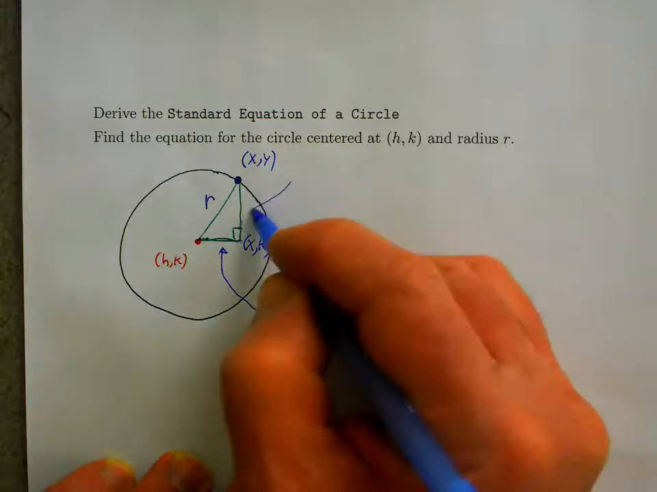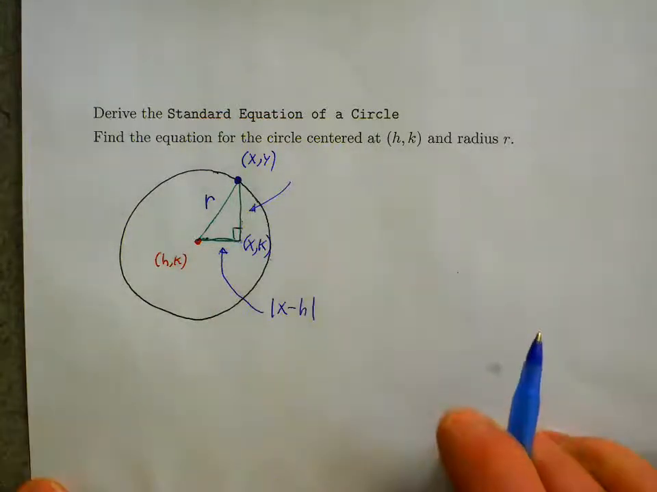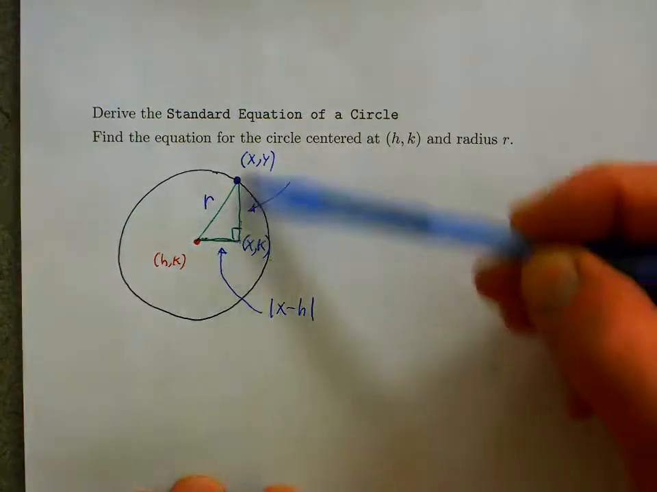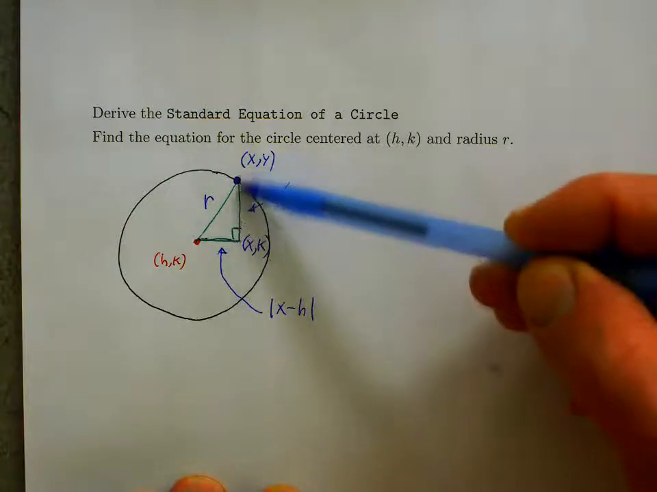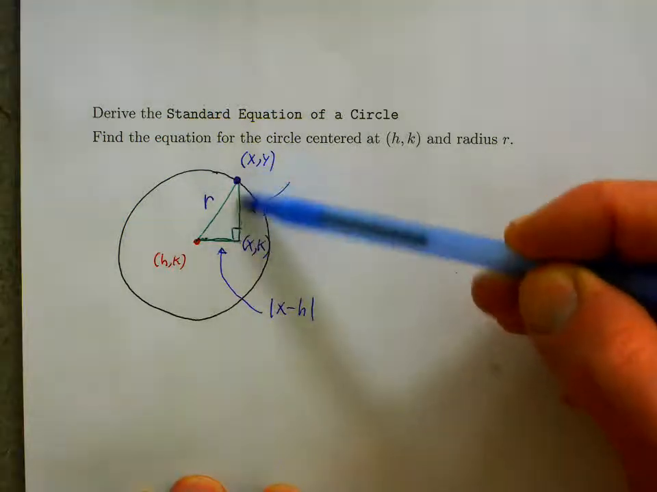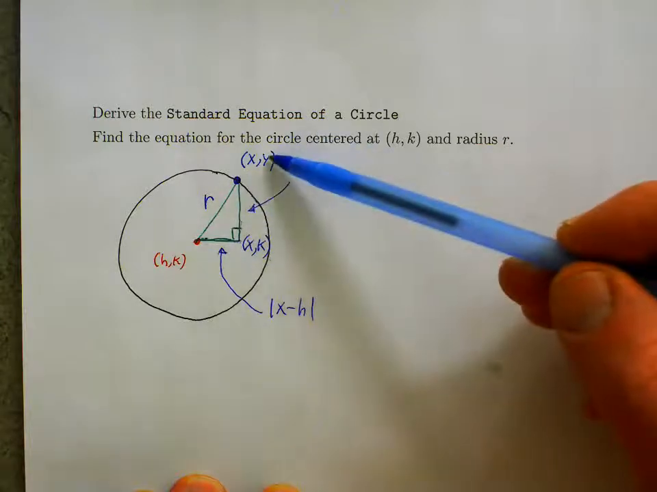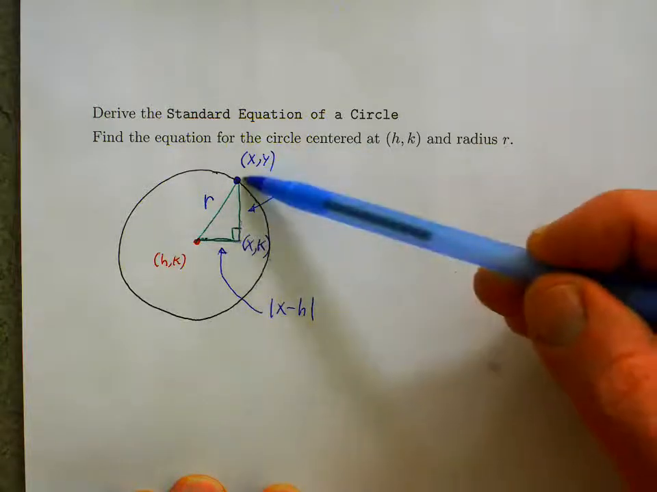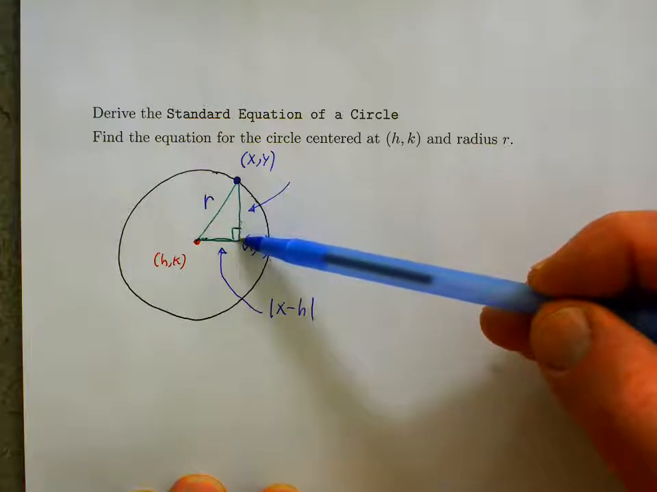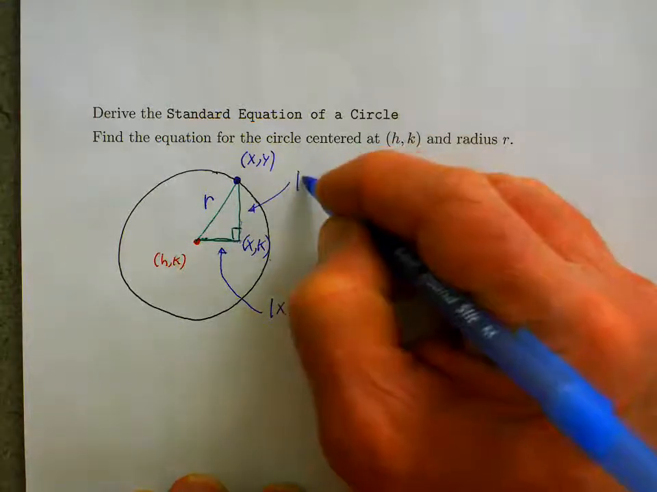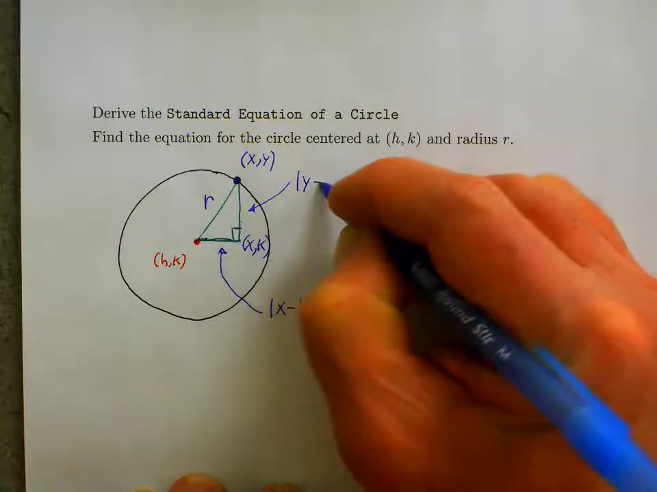And then the length of the vertical side of that right triangle: if you have a vertical movement in the xy plane, the x-coordinate stays the same, but the y-coordinates change. So the length of this side is represented by the absolute value of y minus k.